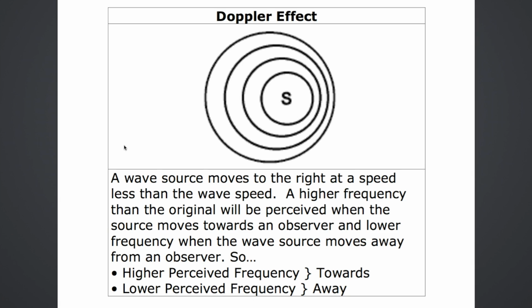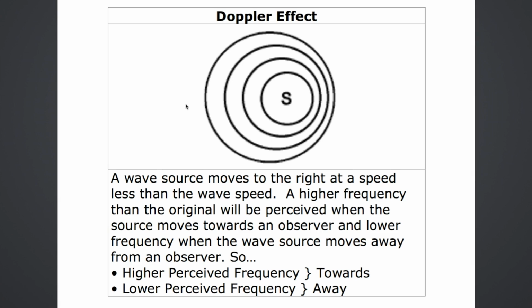A wave source moves to the right in this case, and the speed is less than the speed of the wave. So the object's moving slower than the wave itself. So in this case, slower than the speed of sound, or slower than the speed of the waves in water. And so it's creating a wave, but because it's moving to the right, these waves get bunched up together. And so someone who's on the right will perceive a frequency higher than the original.